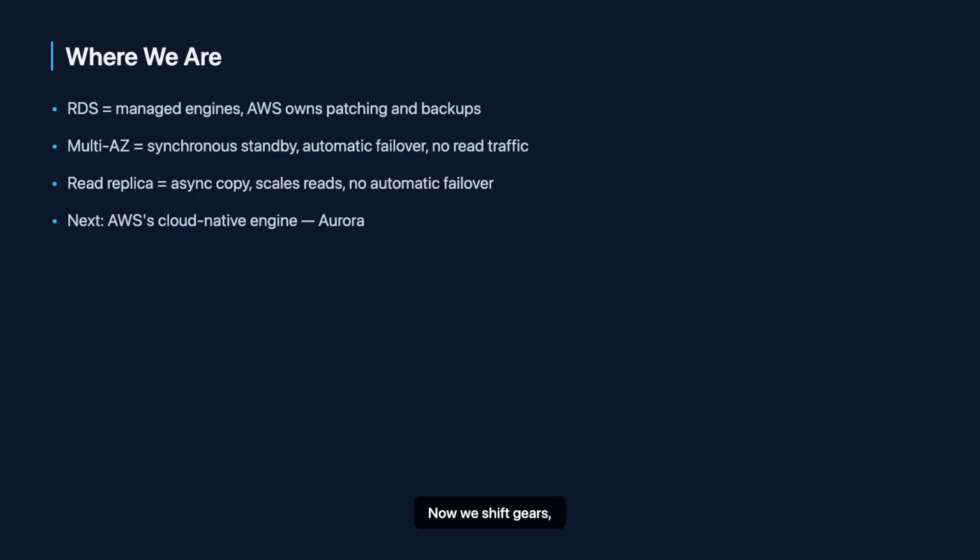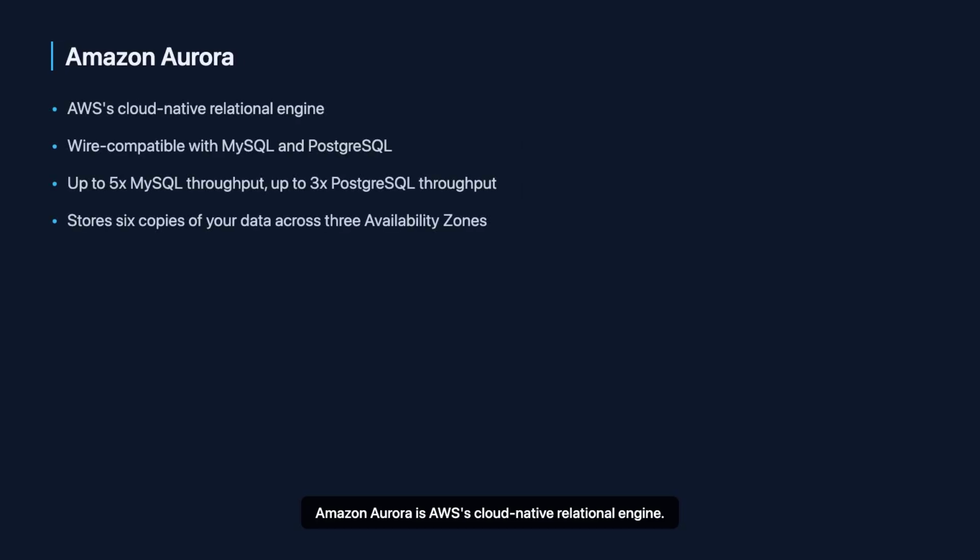Now we shift gears, because Amazon Web Services also offers a second relational service, a cloud-native engine built from scratch called Aurora. Amazon Aurora is Amazon Web Services' cloud-native relational engine. It speaks the MySQL and PostgreSQL wire protocols, which means your application code doesn't have to change. Your existing MySQL or PostgreSQL driver connects to Aurora the same way it connects to anything else.